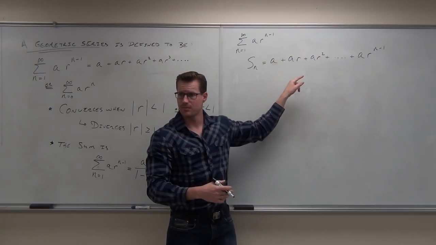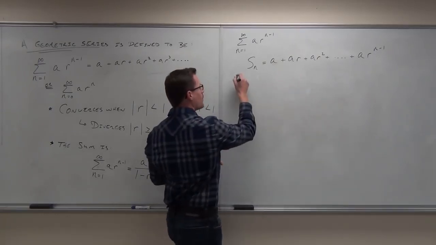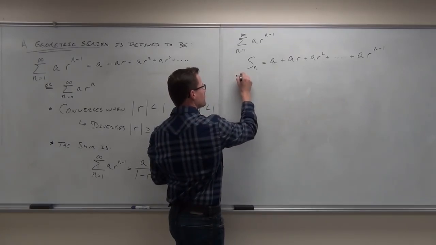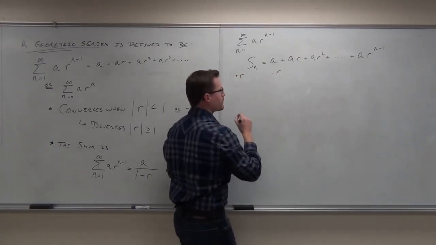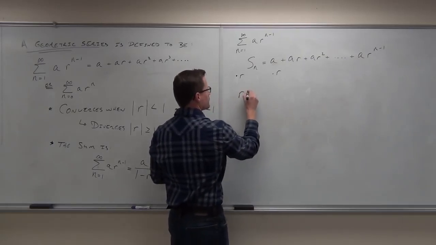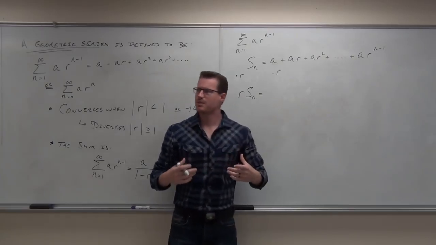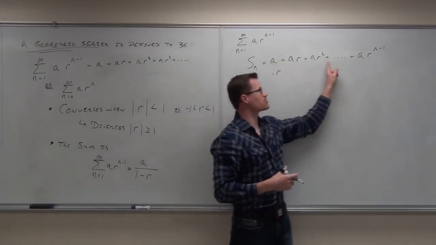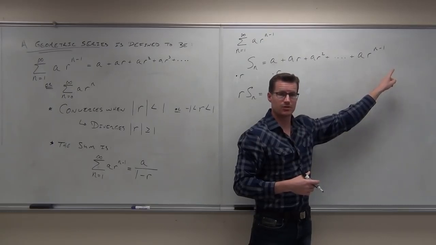This is a partial sum. Well, it's an equation too, which means that I can do whatever I want as long as I do it to both sides. I'm going to multiply both sides by r. So I'm going to have r times s sub n equals, if I multiply both sides by r, understand that I would have to distribute to every single one of these. Do you guys see that? I distribute to every single one.